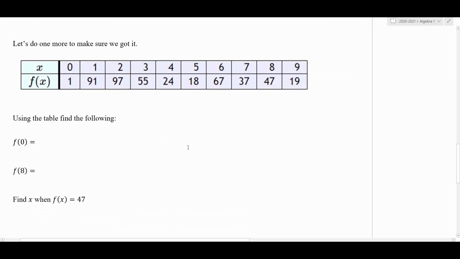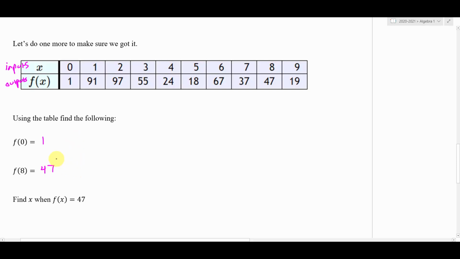All right, let's do one more to make sure that we got it here. So again, if you need to, over here you can just say inputs and outputs, so that way you know which row is which. And then I'm going to read my notation down here. So this is an input of 0, so I'm going to go up here. 0 is the very first one in the input row. Its corresponding output is 1. So I put a 0 in, I get a 1 out. And we do it again. This time we're going to go up to our table and find 8. All right, and when I put an 8 in, I get a 47 out.